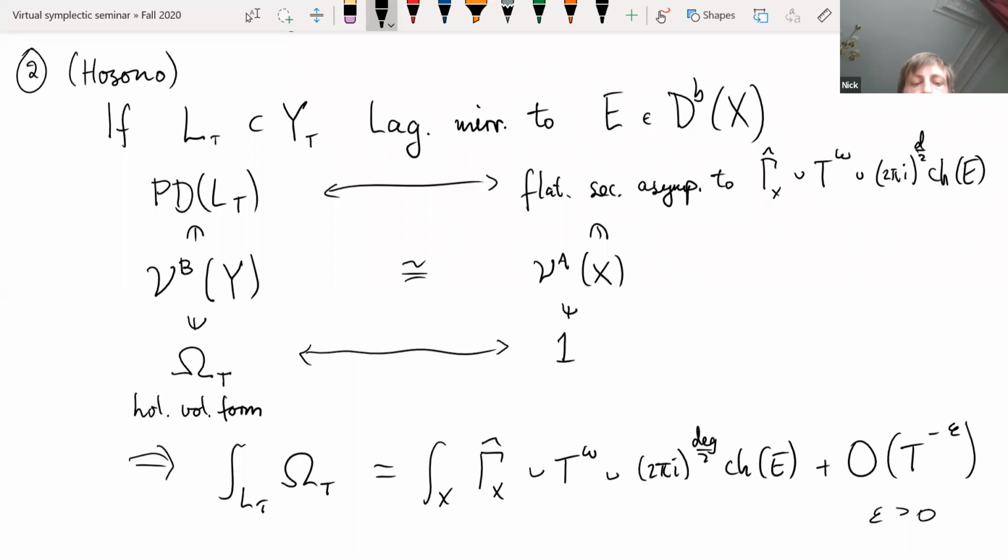So the period integral of our holomorphic volume form over a Lagrangian, its asymptotic should be given by this integral over x, modulo negative powers of the variable capital T.